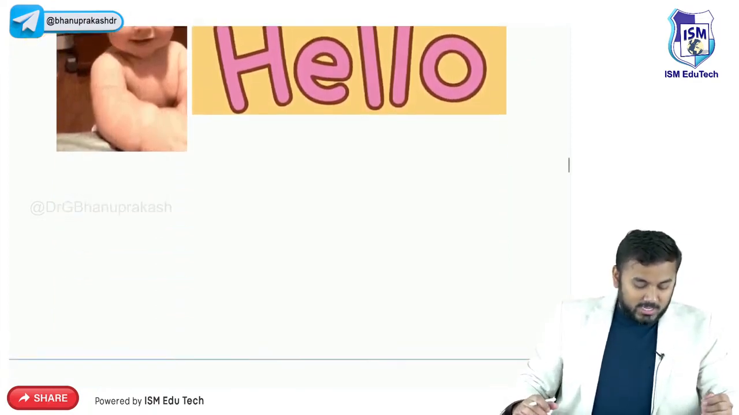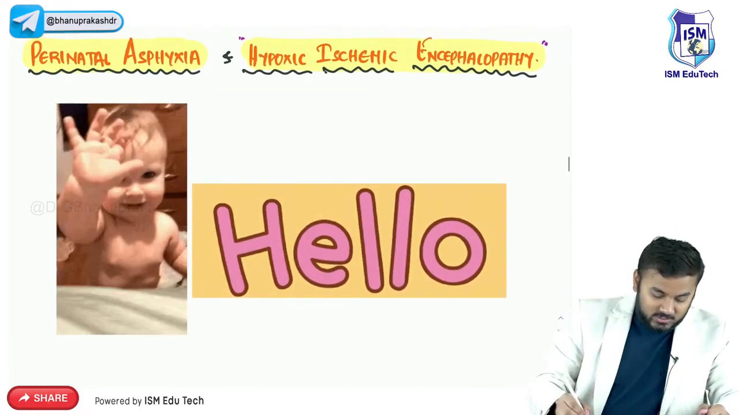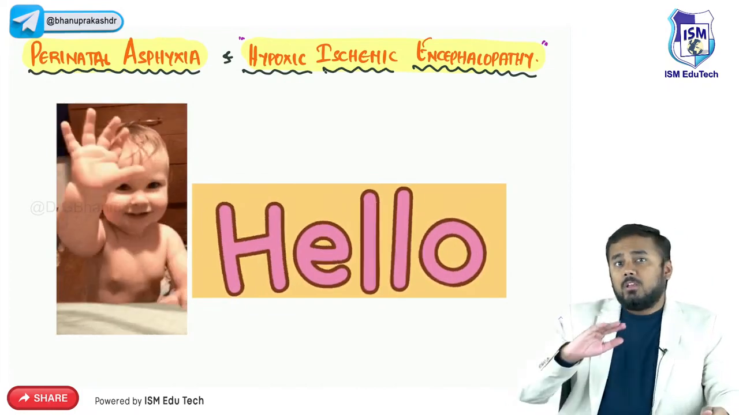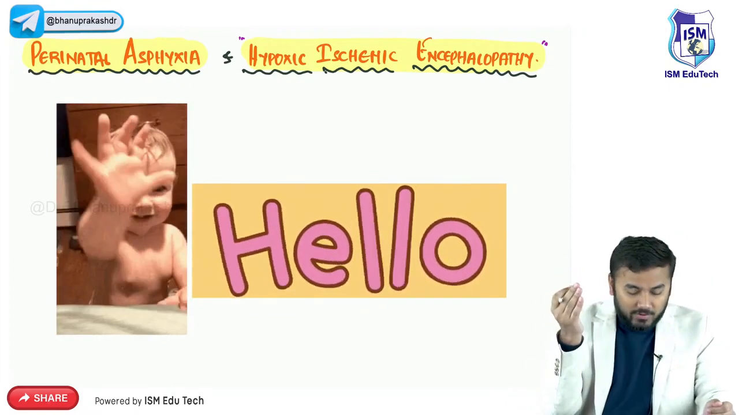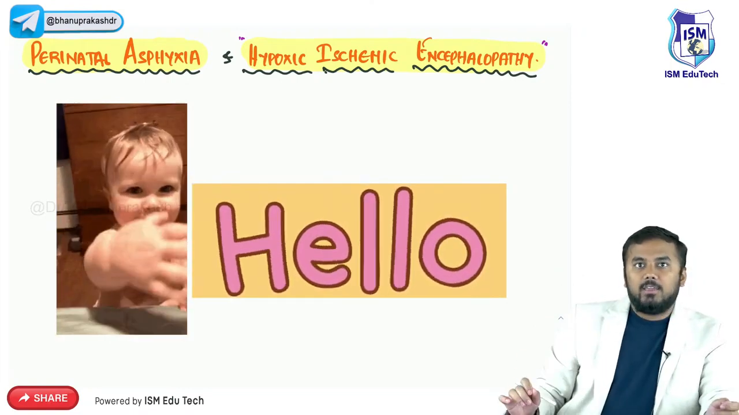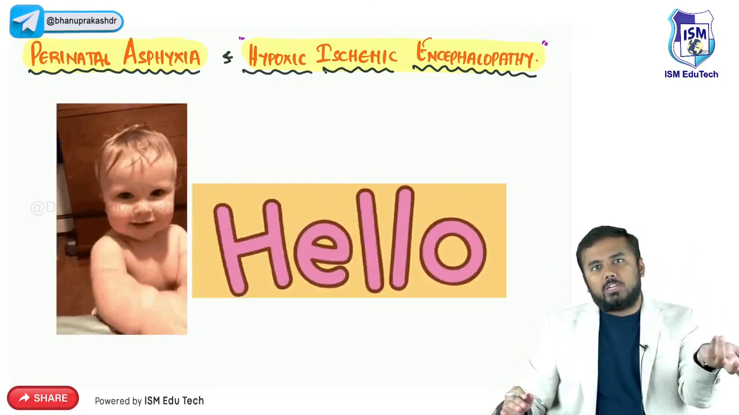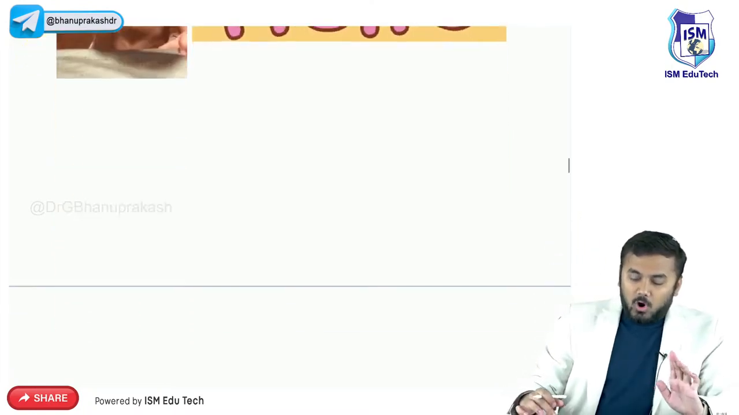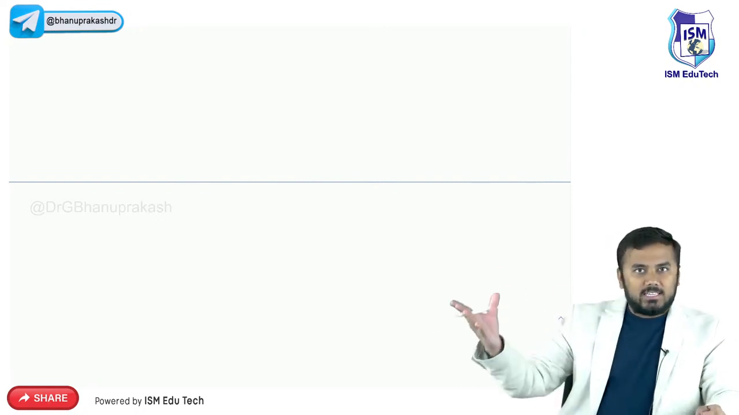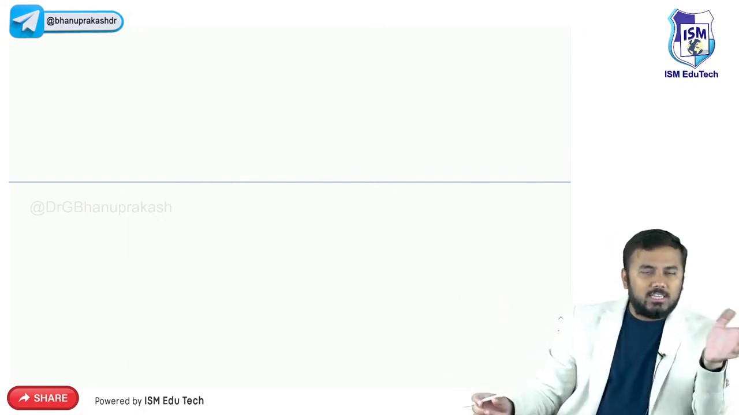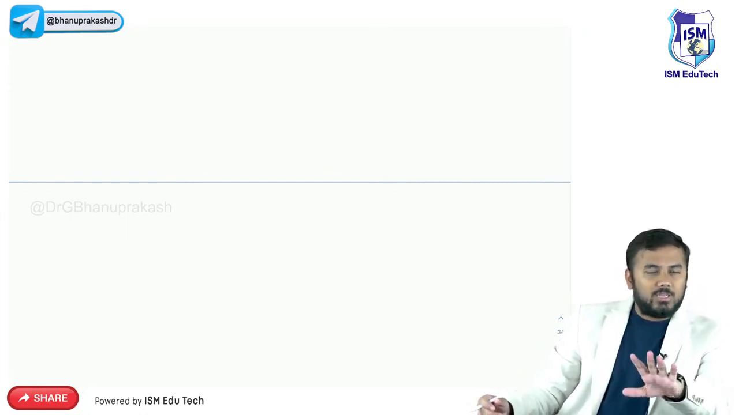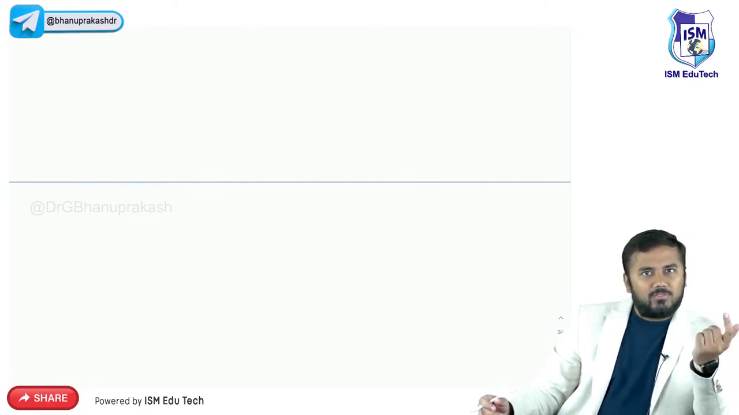So what is this perinatal asphyxia? What is this hypoxic ischemic encephalopathy? Before I discuss perinatal asphyxia, guys, one very important thing I want to discuss first is hypoxic ischemic encephalopathy. Then we shall discuss what is perinatal asphyxia. By the name itself, hypoxic ischemic encephalopathy: there is hypoxia, there is ischemia to the brain tissue, which will eventually lead to damage to the brain. This is what is meant by the name.